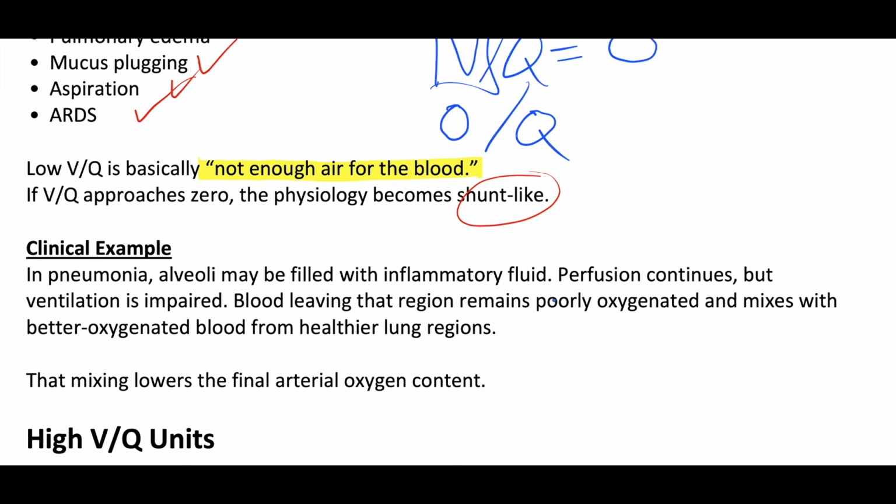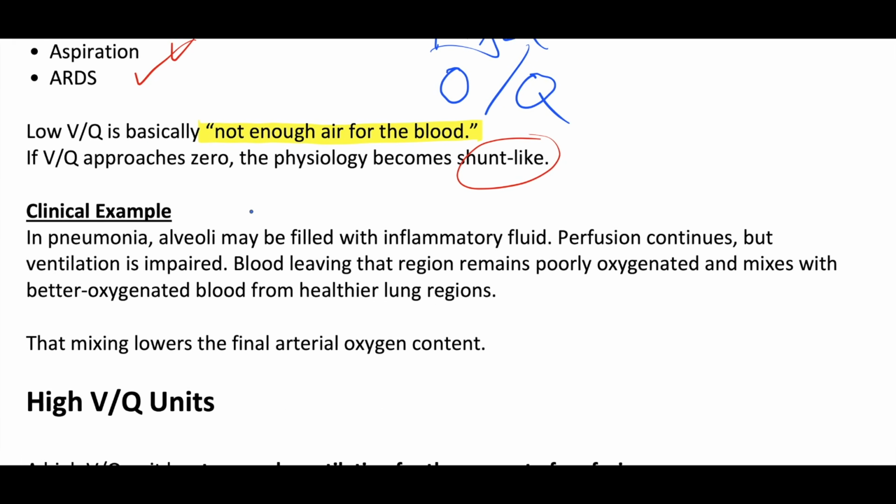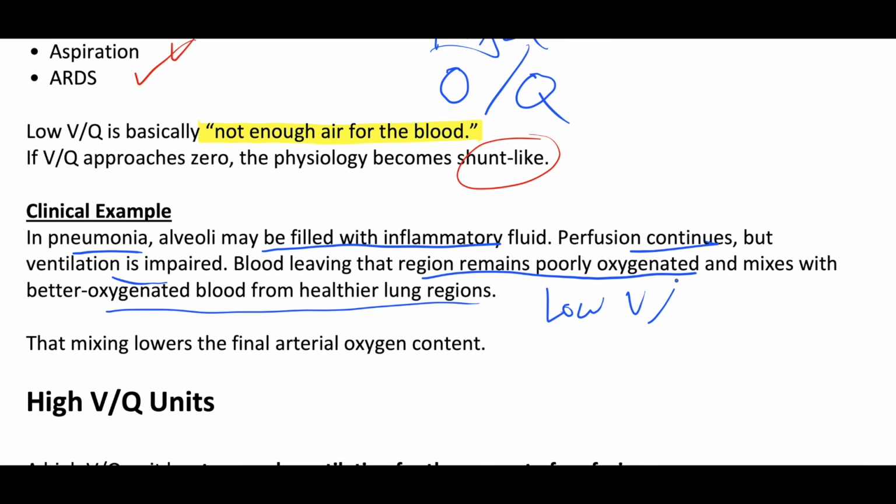So a clinical example of a low VQ, low ventilation with normal perfusion: pneumonia, as we said. Alveoli may fill with inflammatory fluid, but perfusion continues. So ventilation is impaired, but perfusion continues. So blood leaving that region remains poorly oxygenated, and it mixes with better oxygenated blood from other healthier lung regions, but this leads to a low VQ.